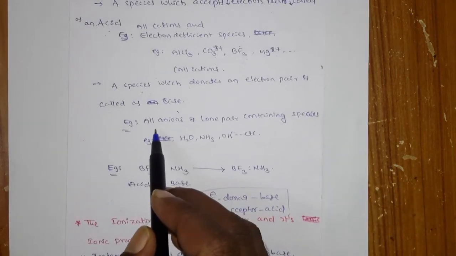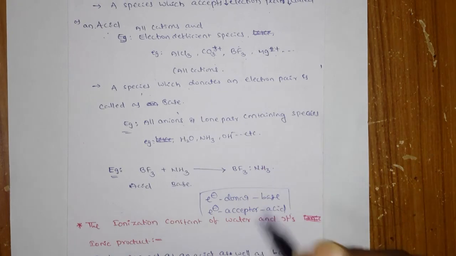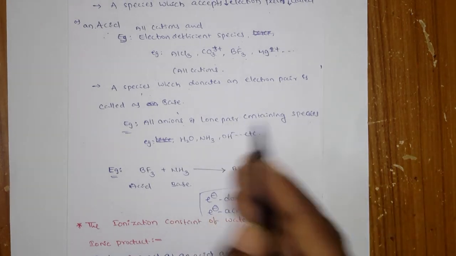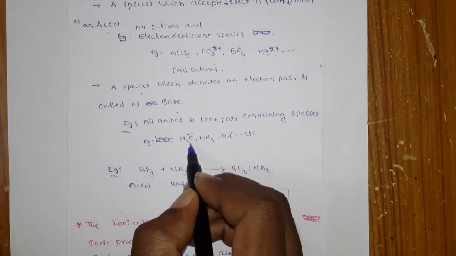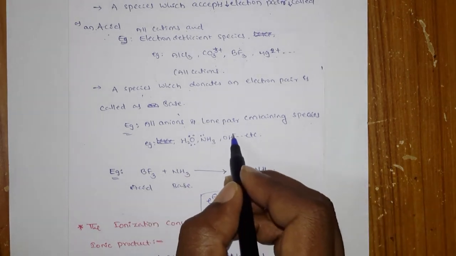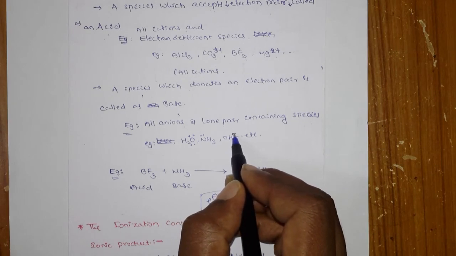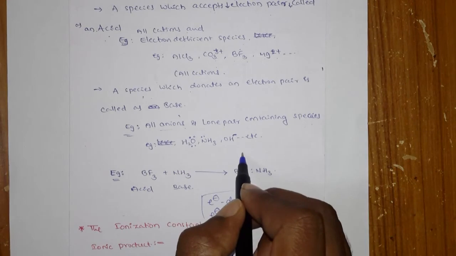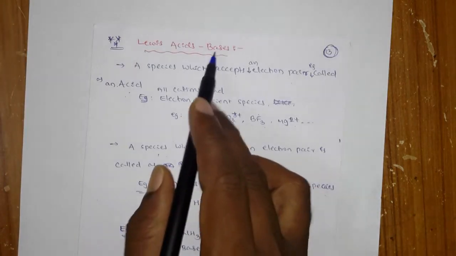Okay, now whatever the base, I already told, is whatever species which donates the electron pair. So what can donate? All the anions can donate the electron pair, and the lone pair containing species like H2O. Generally H2O contains 2 lone pairs and ammonia contains 1 lone pair, and OH minus is an excess negative anion. So all these things are the Lewis bases.